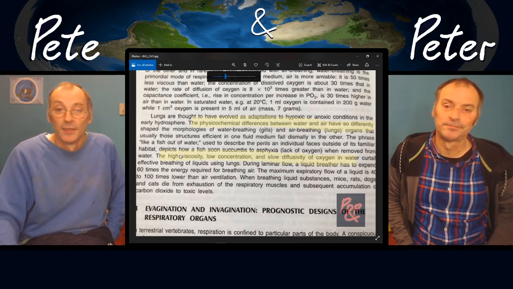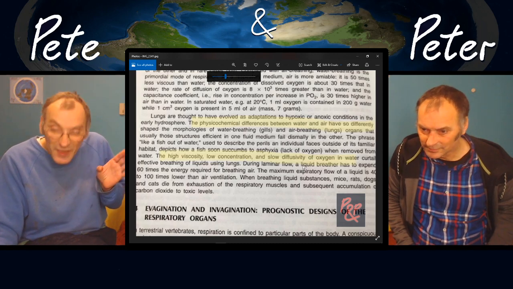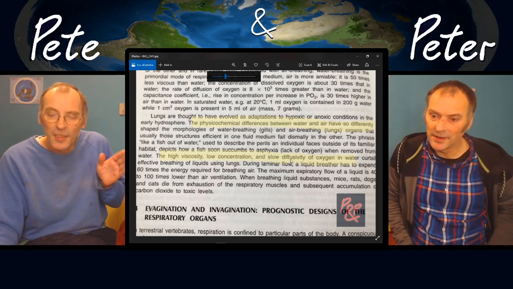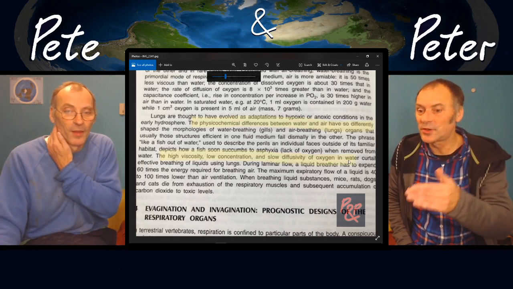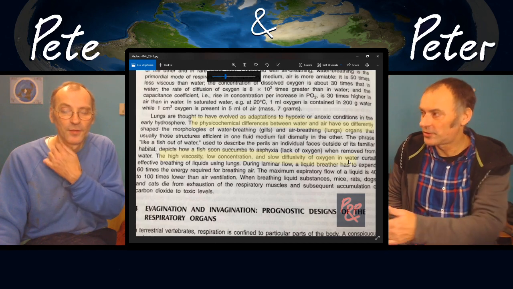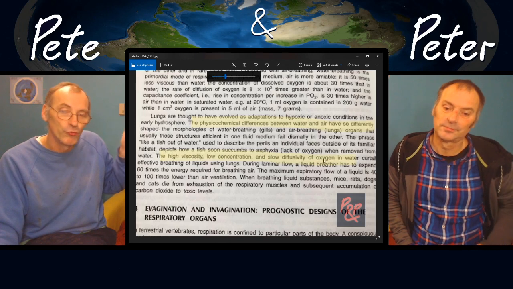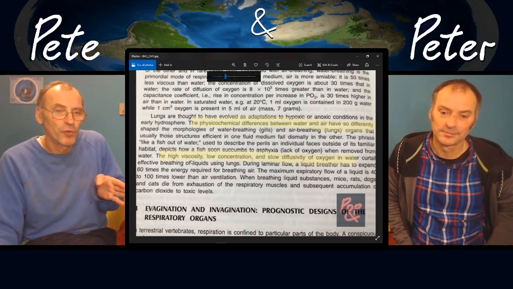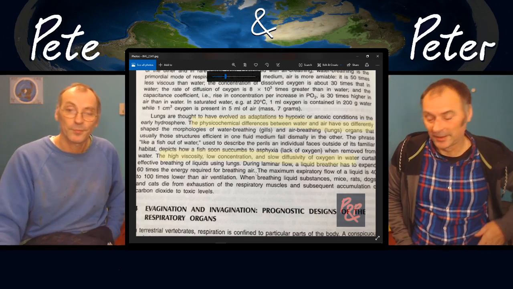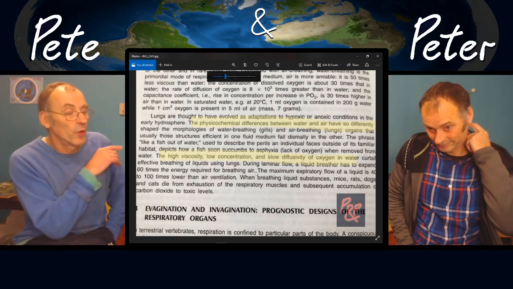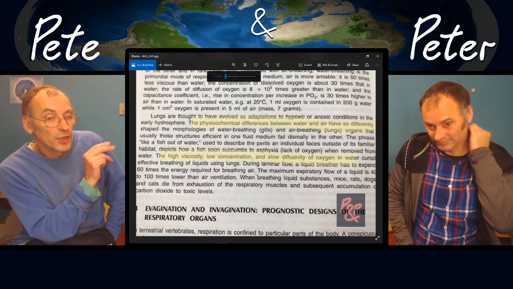The high viscosity, low concentration, slow diffusivity of oxygen in water. I like how they say the slow diffusion of oxygen in water. That's absolutely rubbish. All of that whole sentence is rubbish. Curtail effective breathing of liquids using lungs.